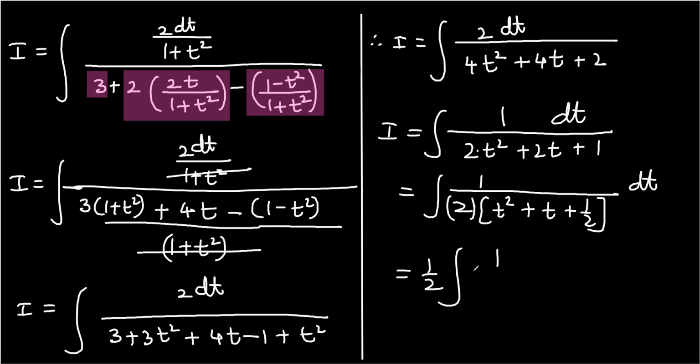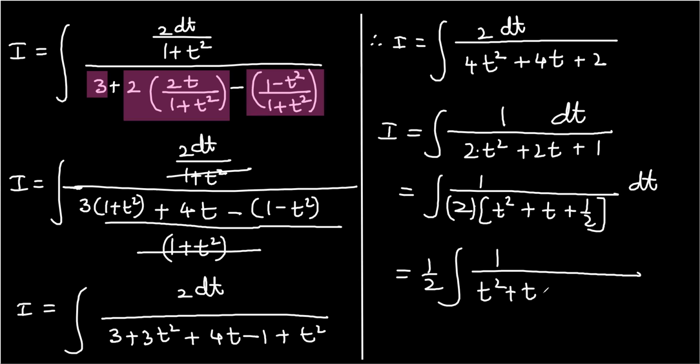And then what is the next step? You find out the proper last term. What is the method to find the proper last term? You take half the coefficient of t and square. What is the coefficient of t? 1. What is half of 1? 1 by 2. And what is the square of this? 1 by 4. So the proper last term here is 1 by 4. So what I do is I add 1 by 4 and subtract 1 by 4.